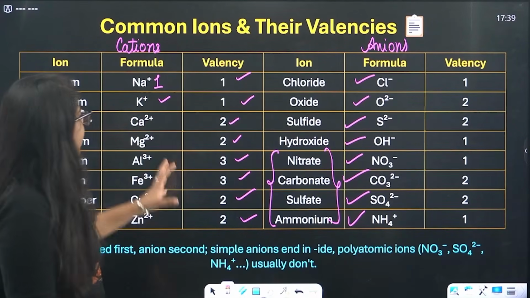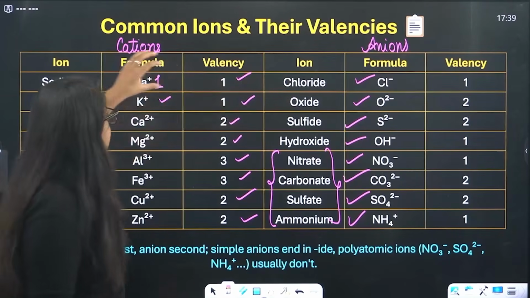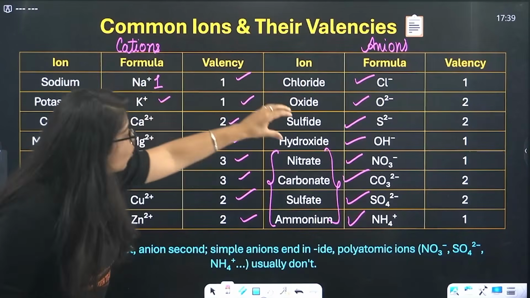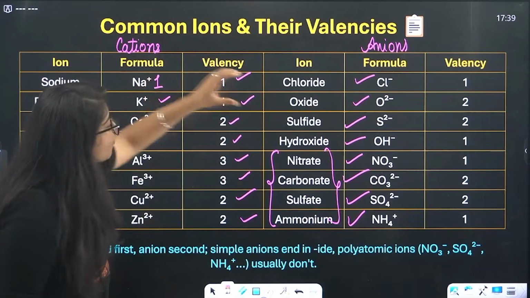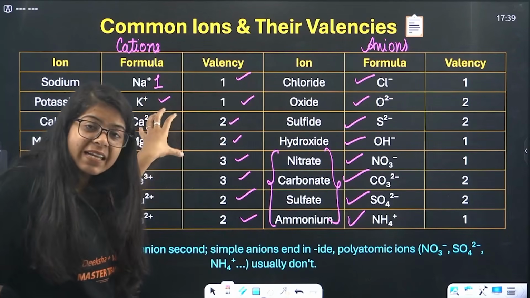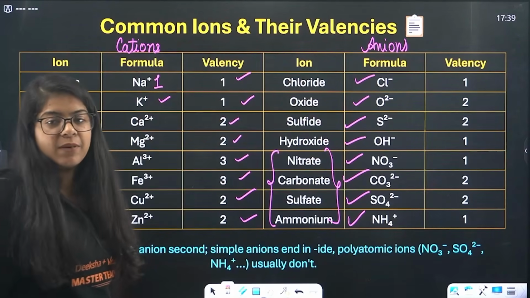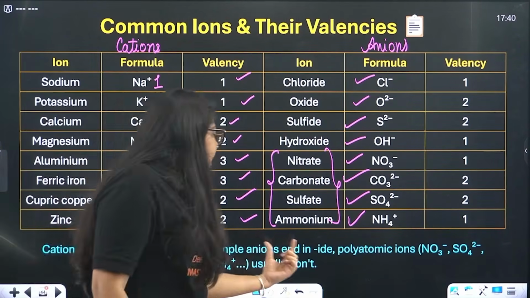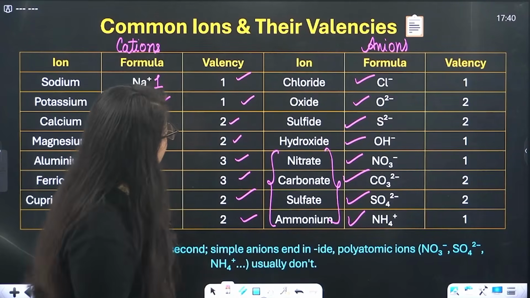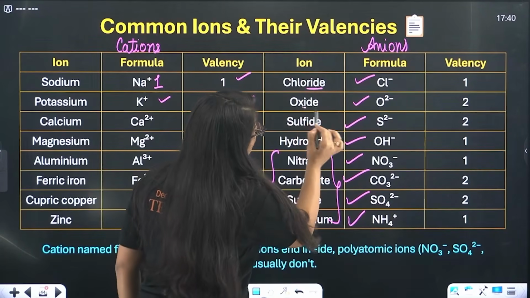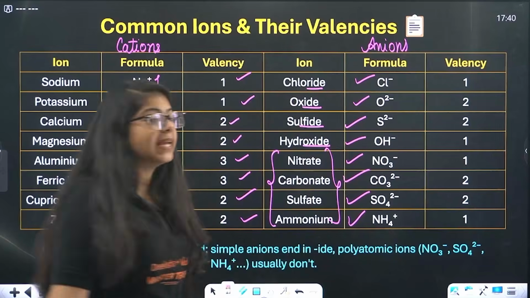Okay, so we write cations first, then anions. NaCl, K2O, and we'll see calcium oxide, right? So we write the cation first, anion in the second place. Now, simple anions end in -ide. So we see simple anions like chloride, oxide, sulfide, hydroxide; they end with -ide.